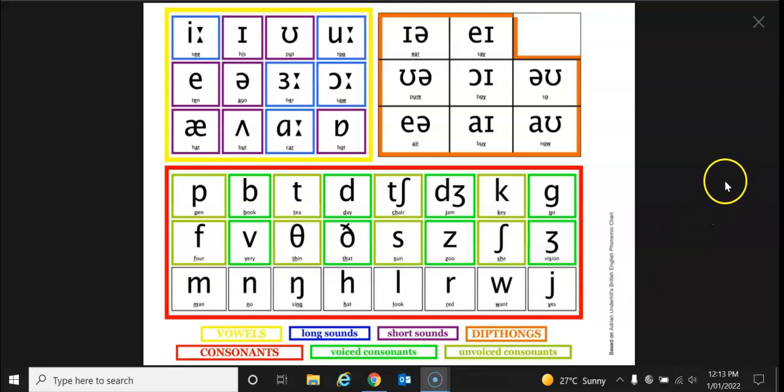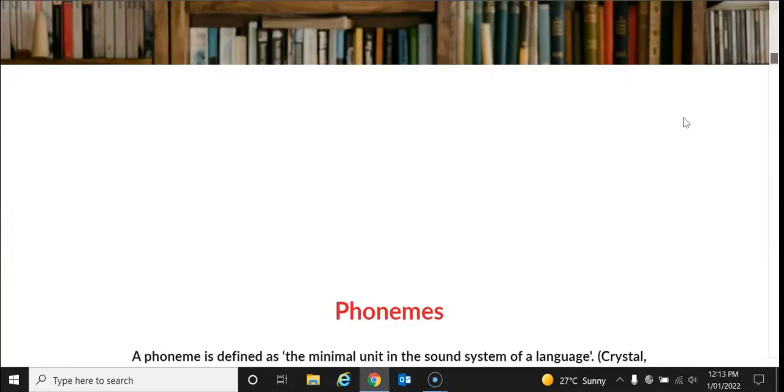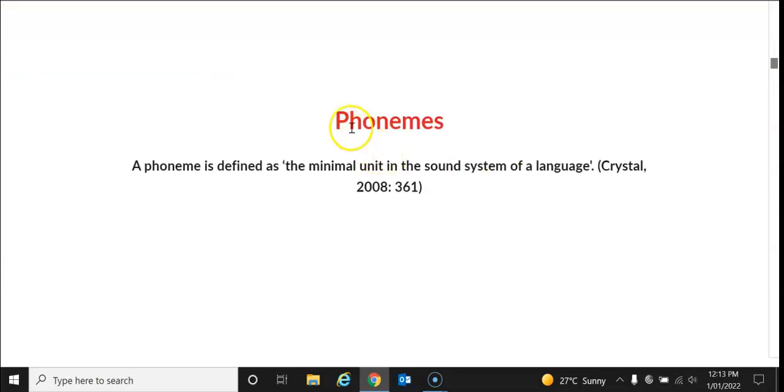sounds of the English language. So let's have a look now at what a phoneme is. I've mentioned this word a couple of times. A phoneme is a speech sound. The dictionary definition is: a phoneme is defined as a minimal unit in the sound system of a language. So every language is made up of a number of phonemes. And in English, we have 44 phonemes.